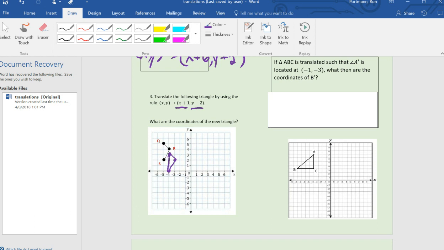If you take Q, you're going to the right 1 and down 2. From R, you're going to go the right 1, down 2. From S, you're going to go the right 1 and down 2. And then you're going to draw your triangle, and you come up with your new ordered pairs. It looks like Q is at -4, +3, is that right? Q prime is going to be at -4, +3.